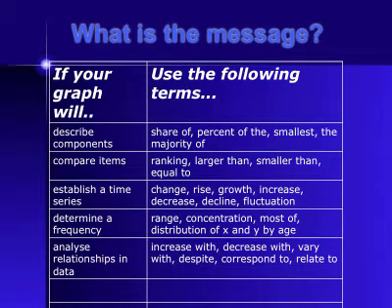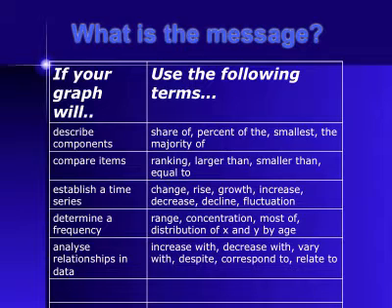Now, what is the message? Remember, your graphs are telling stories. They are telling information that adds to your understanding. So, if your graph is going to describe components, you should use these terms in your text: share of, percent of, the smallest, the majority of. If it's going to compare items, then you need to give your comparison terms: ranking, larger than, smaller than, equal to. If it establishes a time series, then talk about change, rise, growth, increase, decrease, decline, or fluctuation.